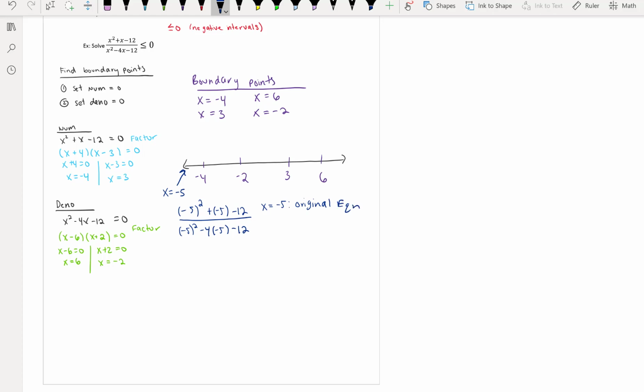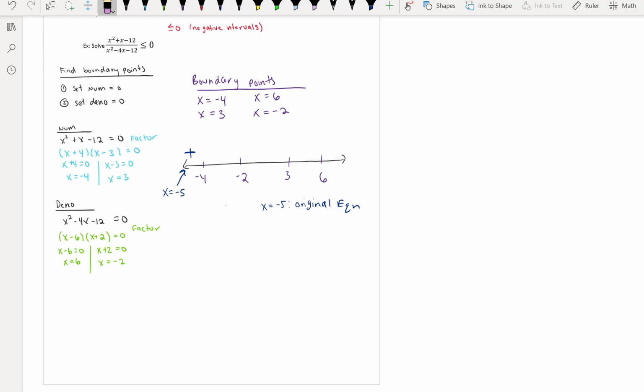I don't care so much what the exact answer is going to be. I just want to know whether or not it's positive or negative. So when I plug that into my calculator, it's going to be positive. Okay? All right. So now I'm going to do it again for the next interval.